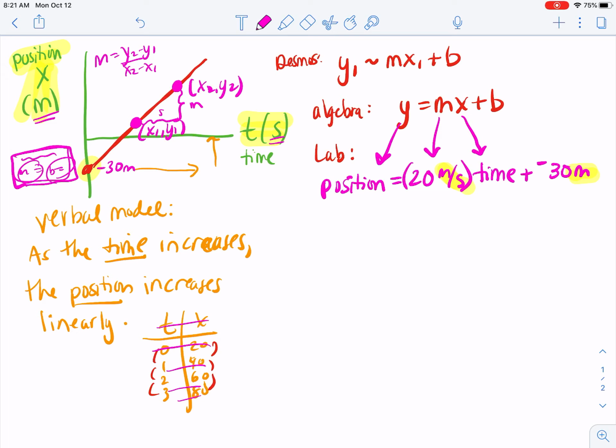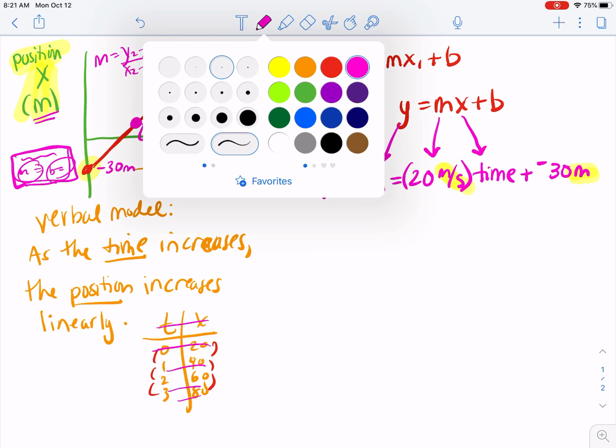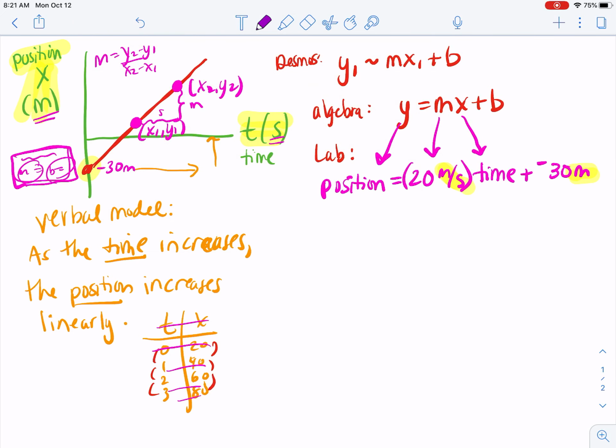Okay, so this is the lab equation. When I look at this, I could write this in more variables, right? This is what we're going to try to do. Well, let's do the slope first. Okay, so let's just write this.